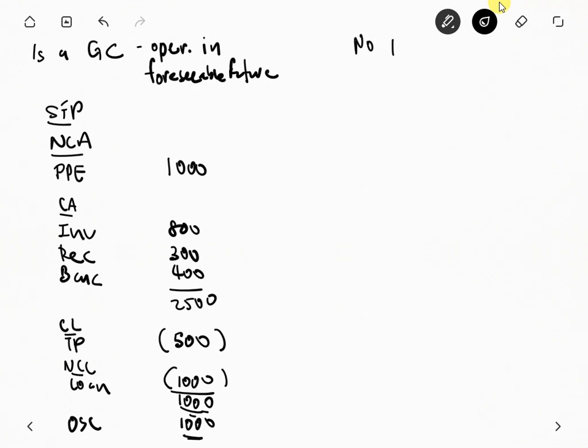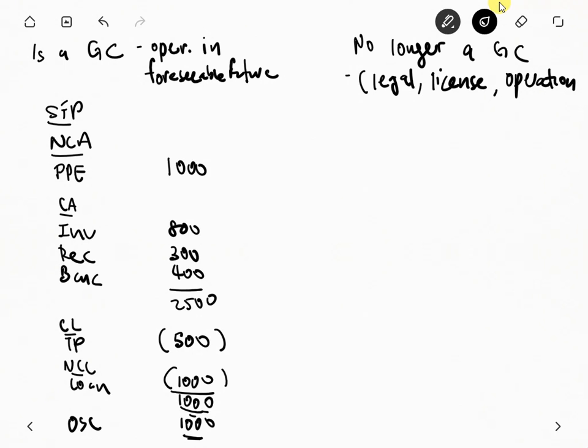Company is no longer a going concern. It means there is a problem. Why? Maybe due to a legal case, someone sues me. If I lose, I'm going to close up. Expiry of license, or withdrawal of franchise license. Due to bad business luck, due to business conditions. Operation wise, negative cash flow, mismanagement. So there are many reasons why a company may not be a going concern.